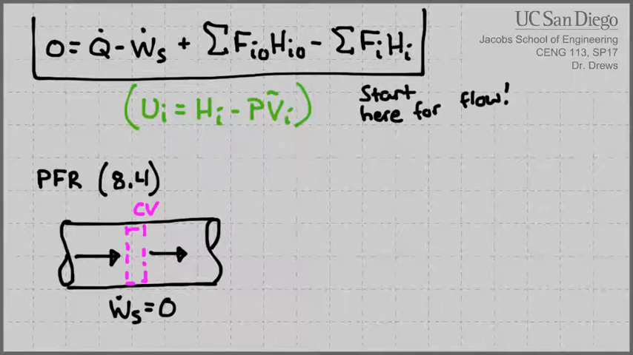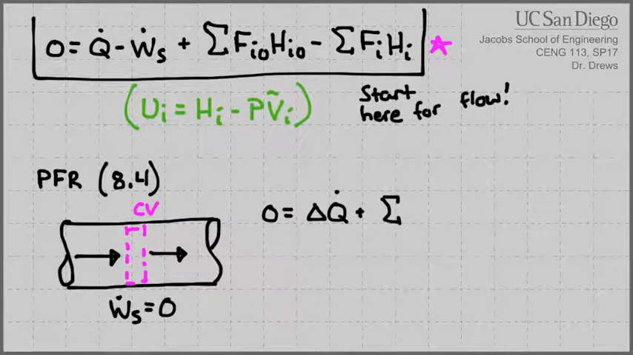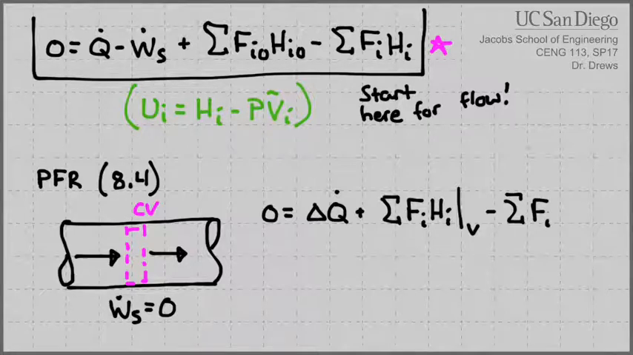Actually, do I need to derive this now? No, let's leave it. If we apply our starting point up here to our control volume, what we'll see is that 0, since we're at steady state, is equal to some amount of delta Q. The delta Q here means out minus in, because we're talking about our control volume, plus those two sum terms. We'd have an Fi Hi evaluated at some volume V, minus Fi Hi evaluated at V plus delta V.